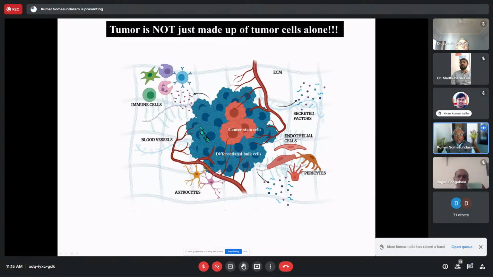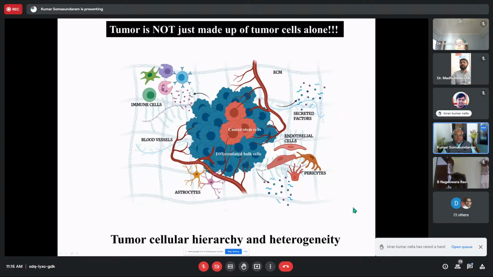tumor which is there in the middle, which has the cancer stem cells as well as differentiated bulk cells, there are also stromal cells, for example, immune cells, and then the blood vessels, which are made up of endothelial cells, pericytes, and there are also normal cells, in the case of glioma, normal astrocytes. So there are a variety of stromal cells which are also part of the tumor. That results in the so-called tumor cellular hierarchy and heterogeneity. This is very important for me to explain the process of plasticity.